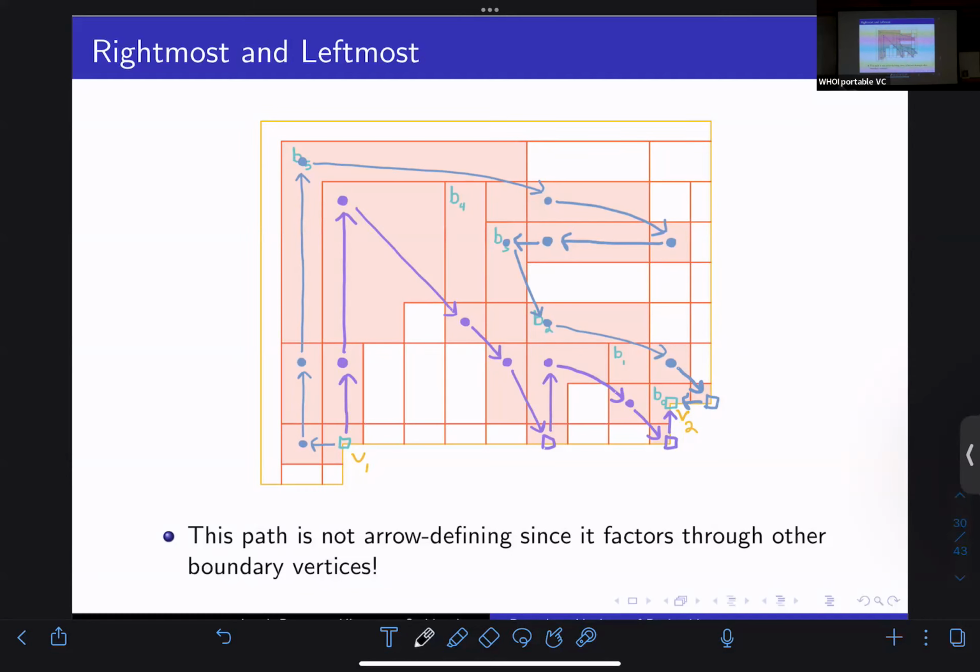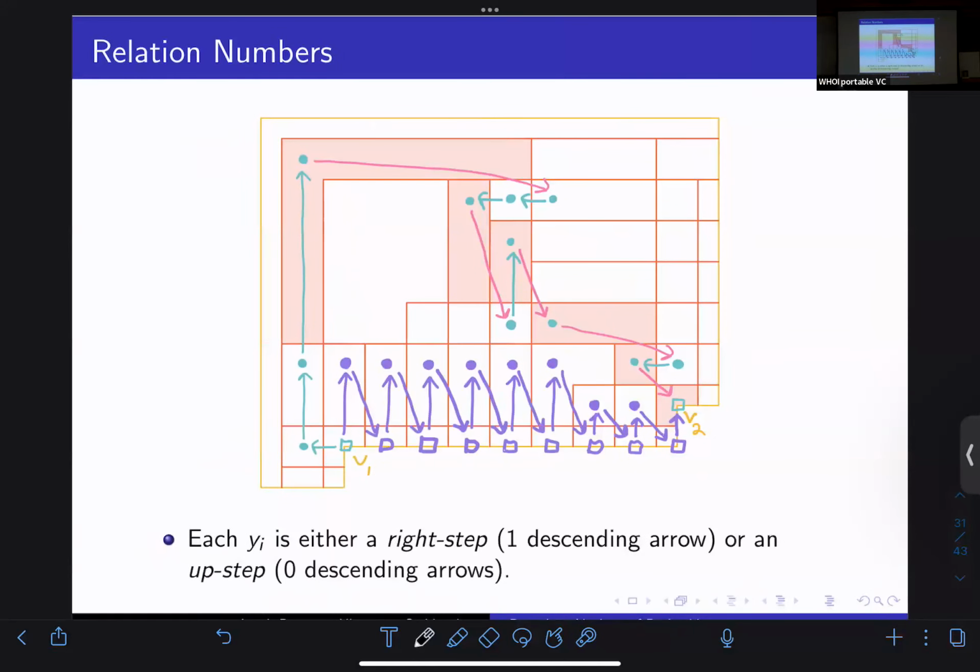In particular, I colored in some boundary boxes, which means we can make this minimal path factor through some extra stuff, and so it's not an arrow of the boundary algebra. If none of these extra ones were boundary vertices, then this would define an arrow of the boundary algebra for us. And so we can use this to check if we have an arrow from V1 to V2. We can do a little bit more here. We can talk about some particular relations.